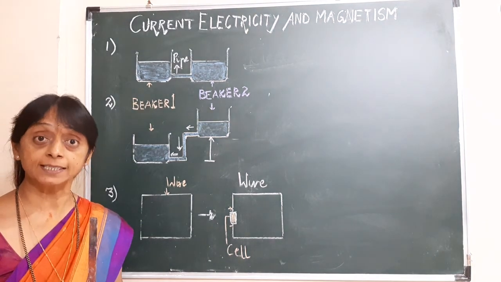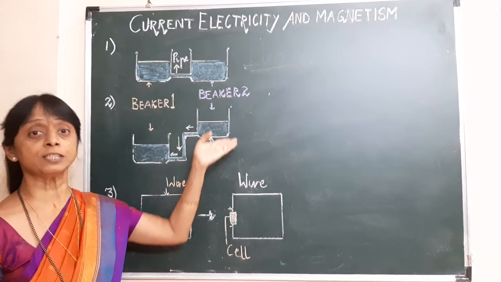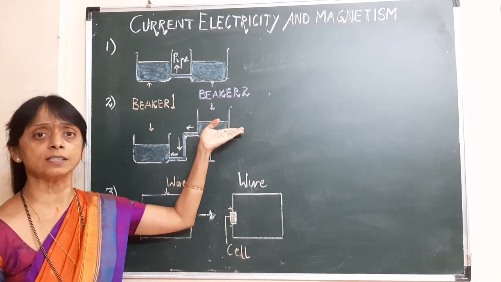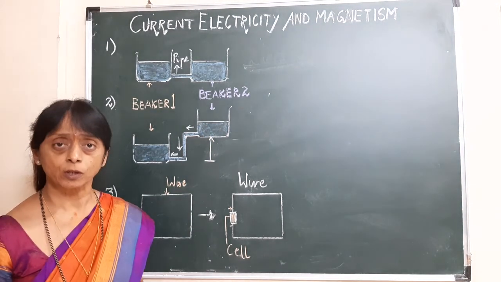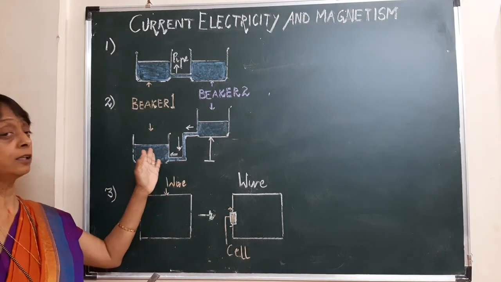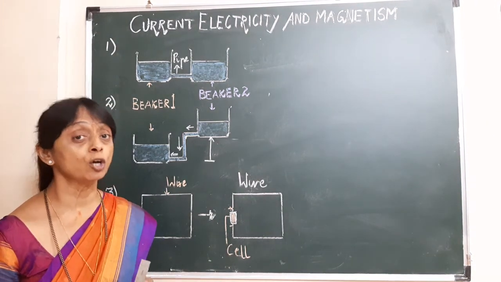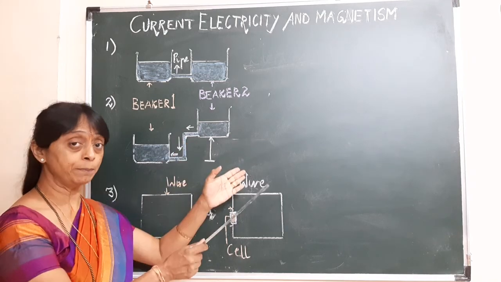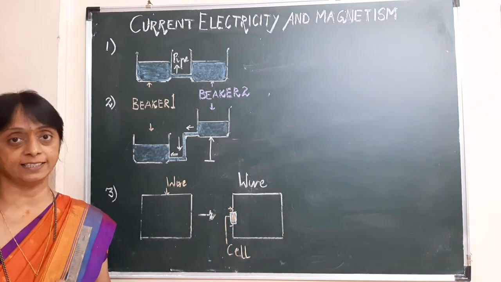So, what makes the difference? When beaker 2 is raised to a height above the surface, what will happen? Water from beaker 2 will flow to beaker 1. So, what was the factor that triggered water flow from one beaker to the other? The factor over here is height.